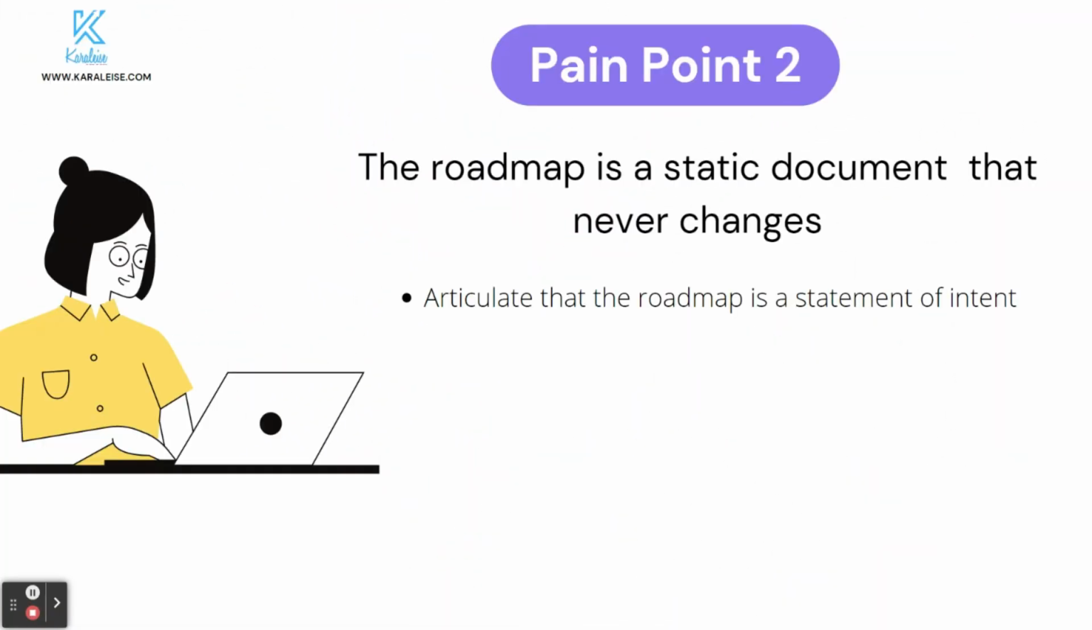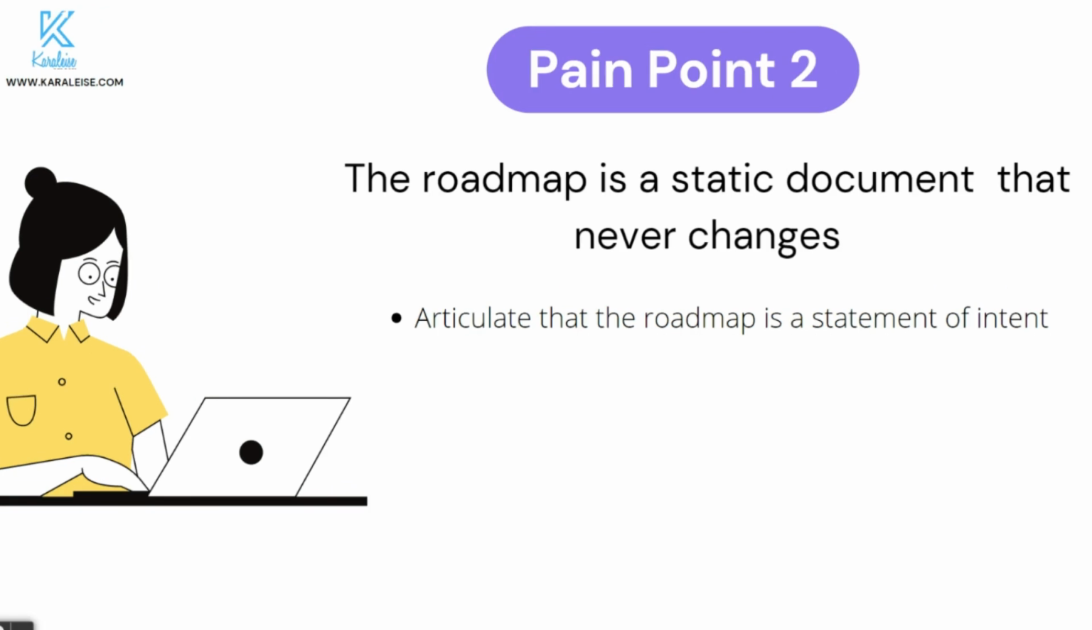The next pain point is that the roadmap is a static document that never changes. This is a great pain because sometimes, especially if you're coming out of a project paradigm or project management office, project managers, they have this very static way of thinking, right? You guys, I've always commented about how project managers, their way of working is, in my opinion, fast becoming obsolete. They're not very agile, okay?